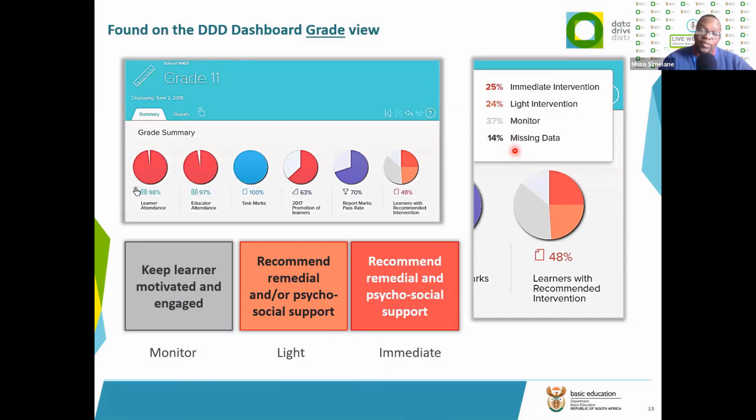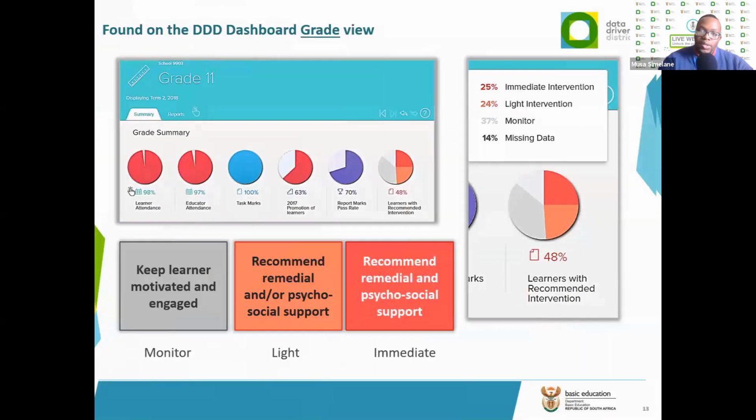Light intervention means the learner is not doing well, but the situation is not very bad. Some remedial or psychosocial support will usually find this learner coming up at the top. But unfortunately, it still stays with us to discover the nature of the remedial and the nature of that psychosocial support. Then finally, of course, are those learners who have been recommended for immediate intervention, which means it probably needs a combination of not just remedial, but also psychosocial support to find out what other non-curriculum needs this learner has for us to support.